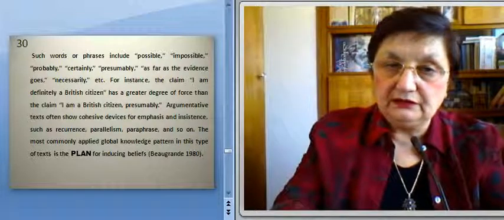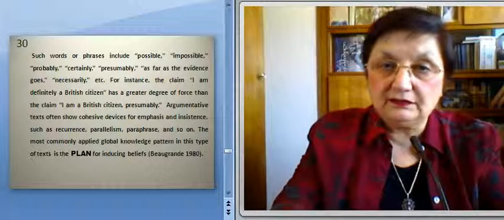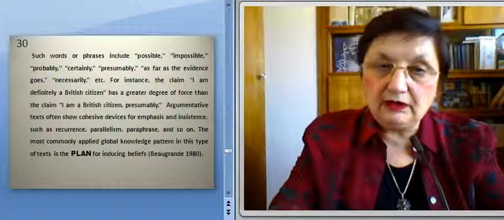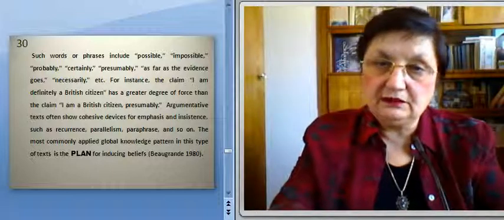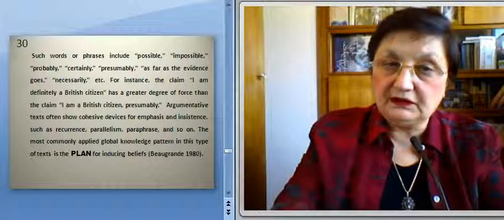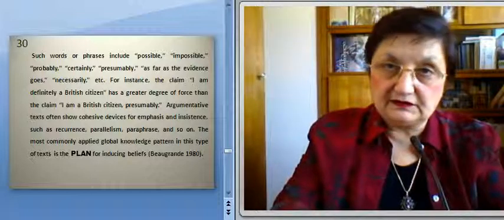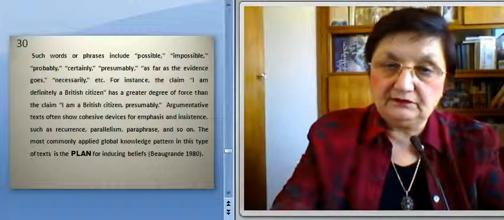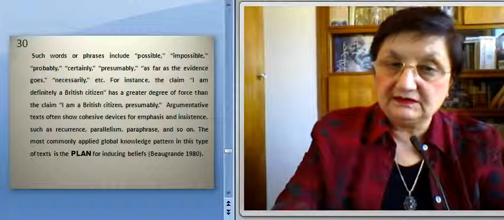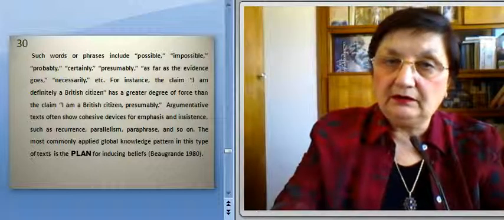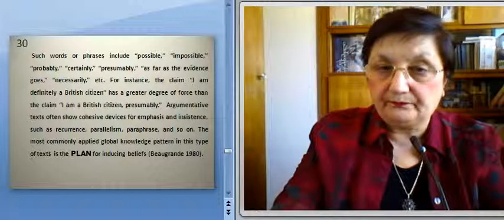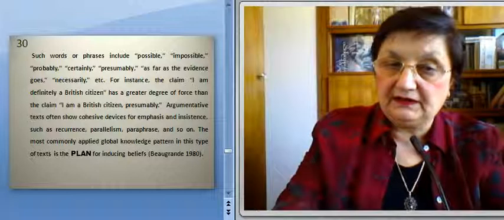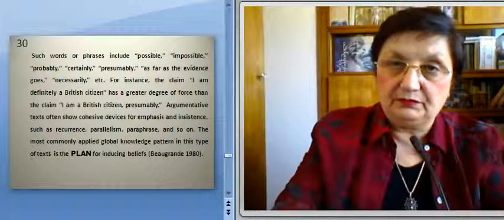Argumentative texts often show cohesive devices for emphasis and insistence, such as recurrence, parallelism, paraphrase, and so on. The most commonly applied global knowledge pattern in this type of text is the plan for inducing beliefs. There are also literary, scientific, didactic, and other types of texts. Literary texts contain various constellations of description, narration, and argumentation. We therefore need some other distinguishing criteria.